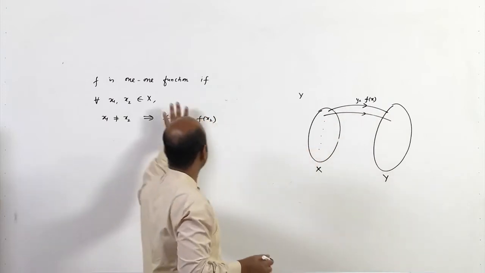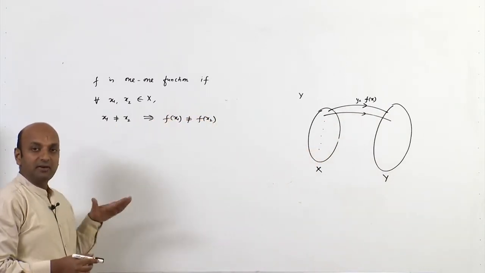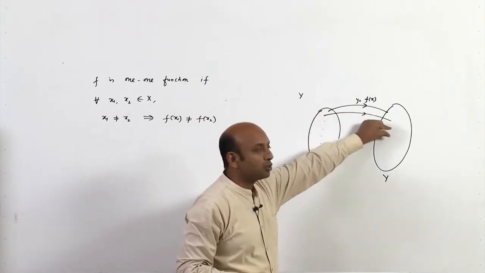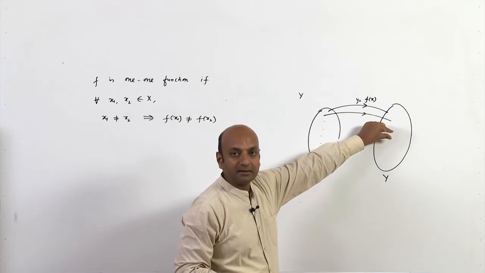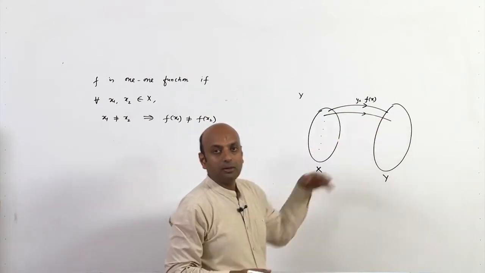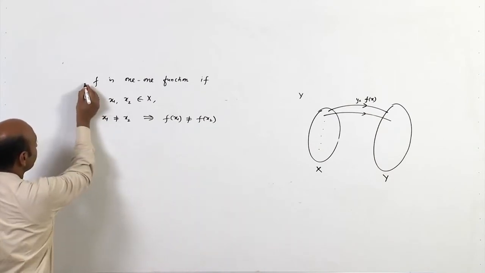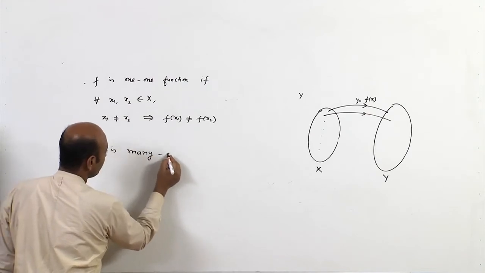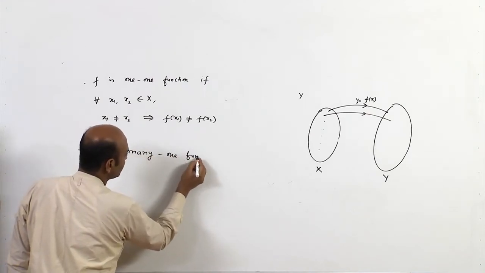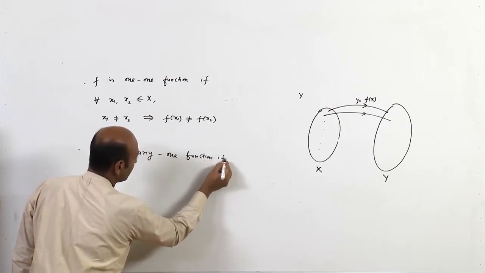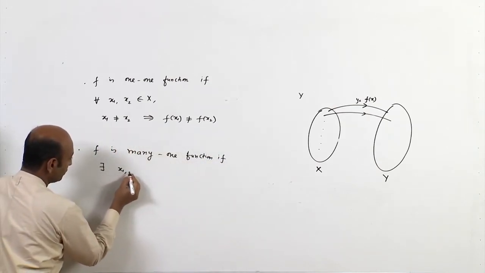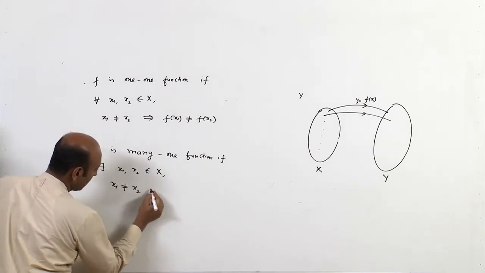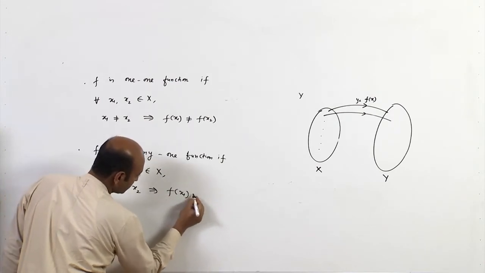Such mappings are called 1 to 1 mapping, and if there exists a distinct pair in capital X such that the images corresponding to that distinct pair are the same, then that mapping is called a many to one mapping. So, f is called a many to one mapping or many one function if there exist x1, x2 in X such that x1 not equal to x2 but f(x1) equals f(x2).